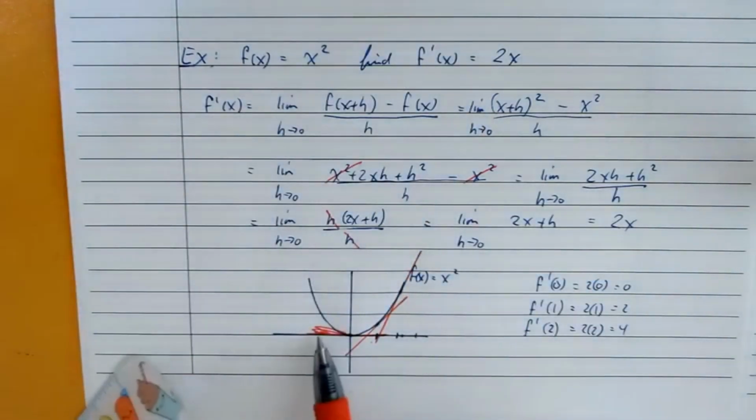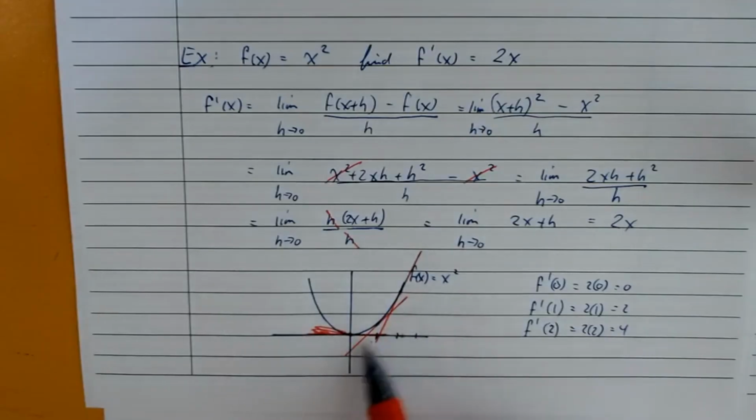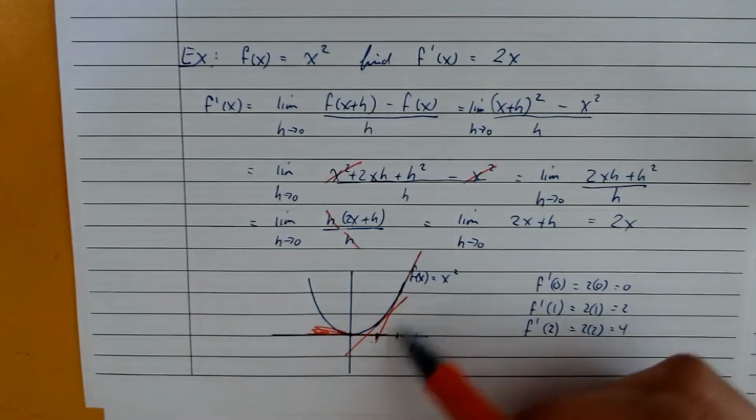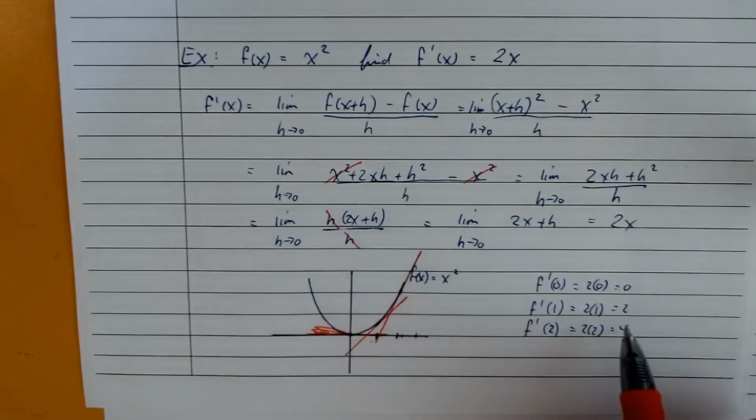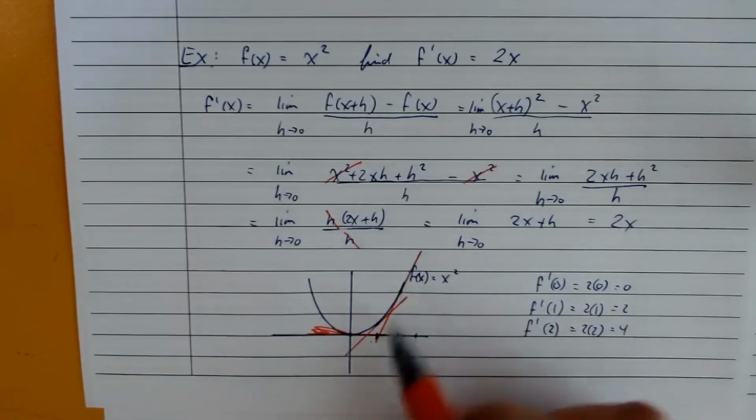Oh, yeah, that looks like a slope of 0. And that's a line with a slope of 1. And that's a line with a steeper slope. So that would be a slope of 4, right? So slope of 0, 2, and 4.